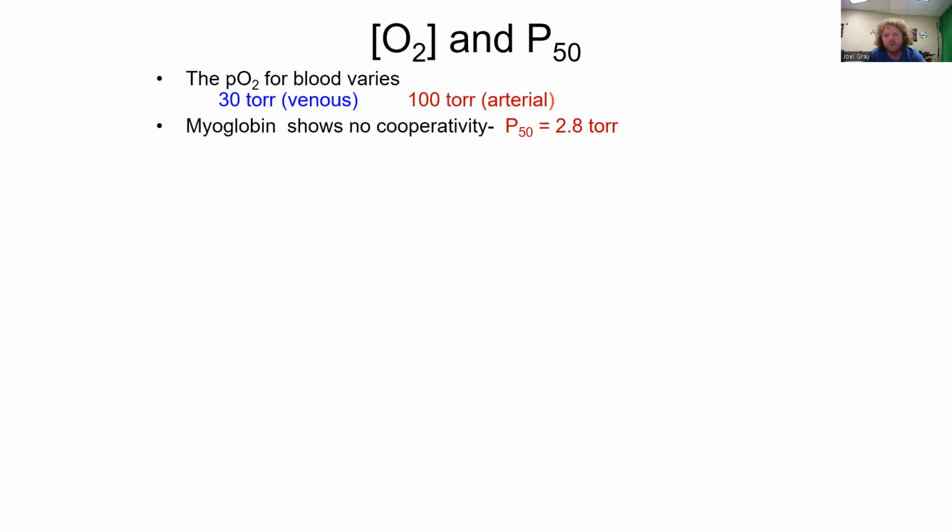Myoglobin shows no cooperativity. P50 is equal to 2.8 torr. So one way to think about that is as long as the O2 concentration is greater than 2.8 torr, myoglobin is going to be at least 50% saturated. Hemoglobin, on the other hand, displays cooperativity. Its overall P50 is about 26 torr. So thinking about venous blood, most hemoglobin is going to be 50% saturated.